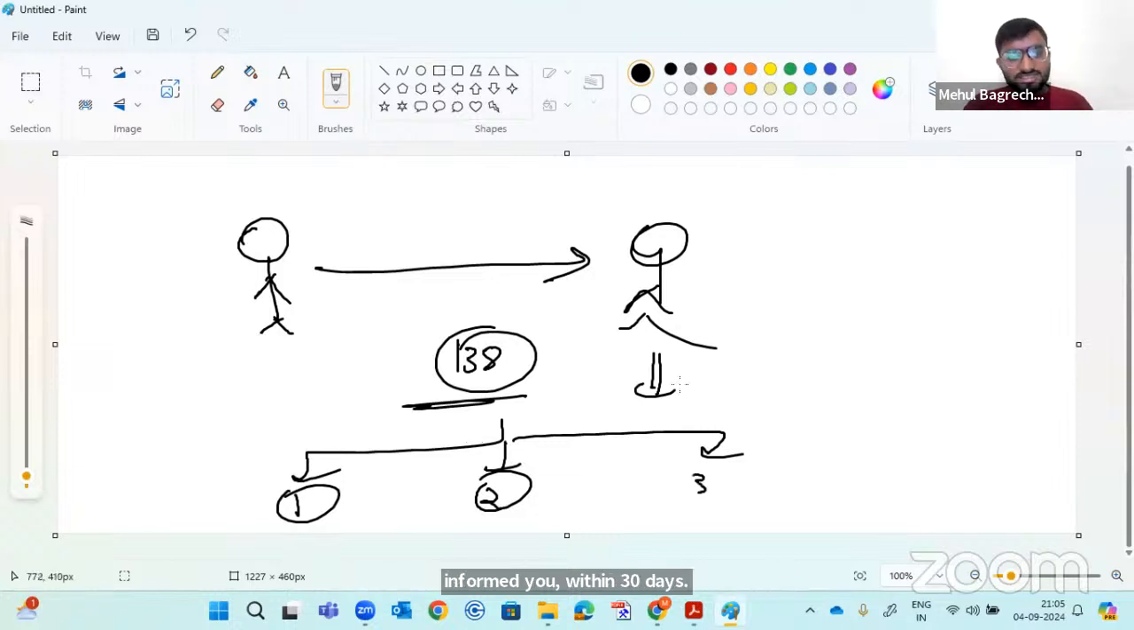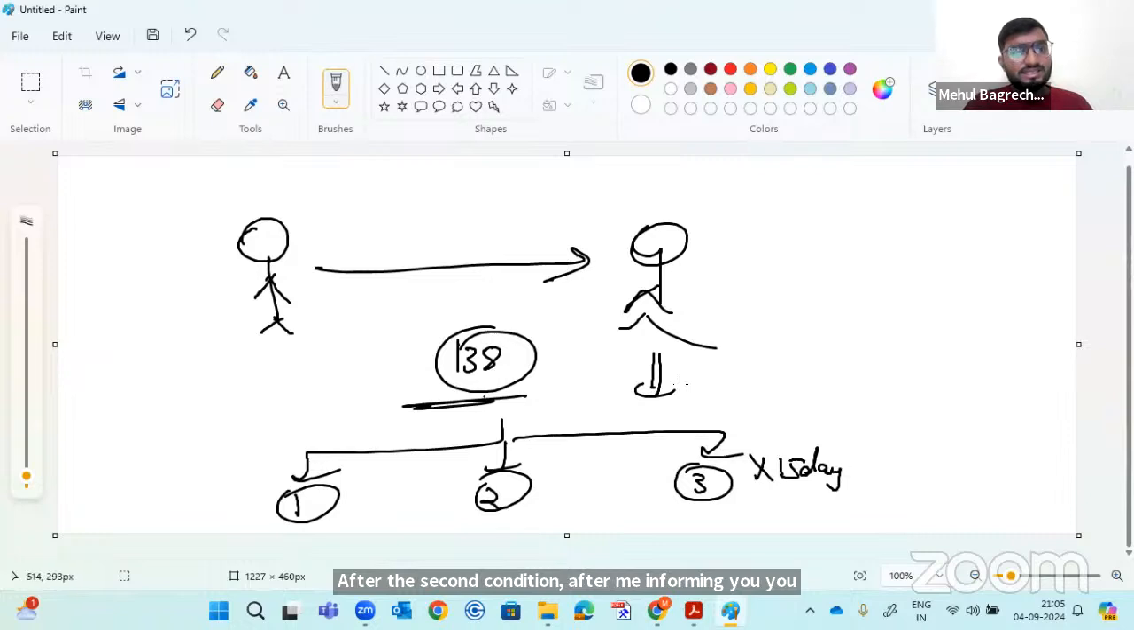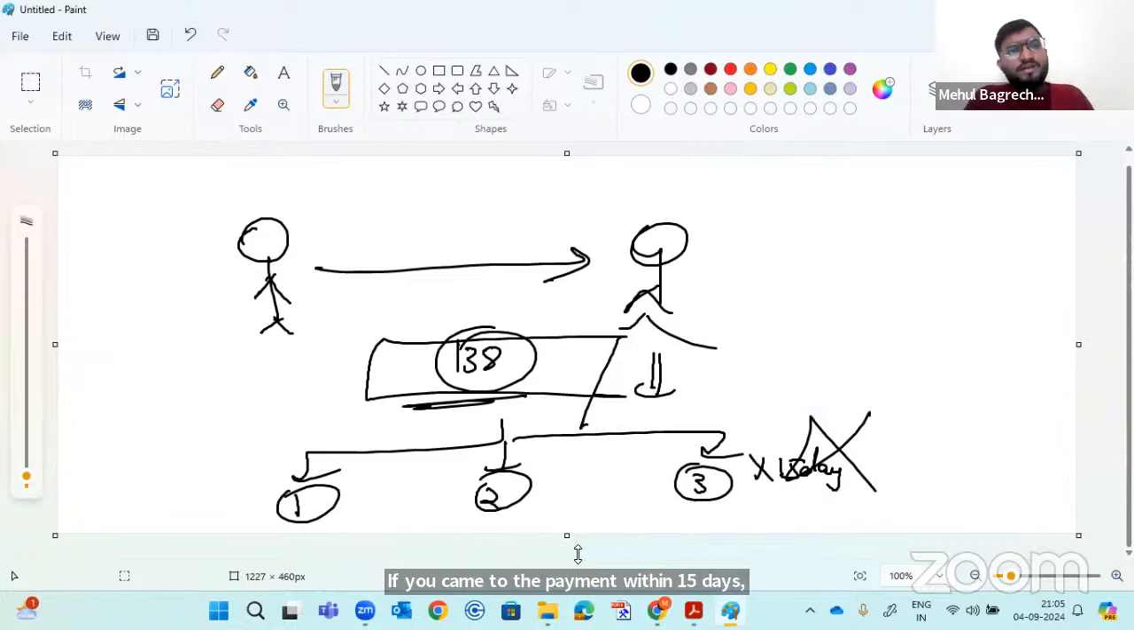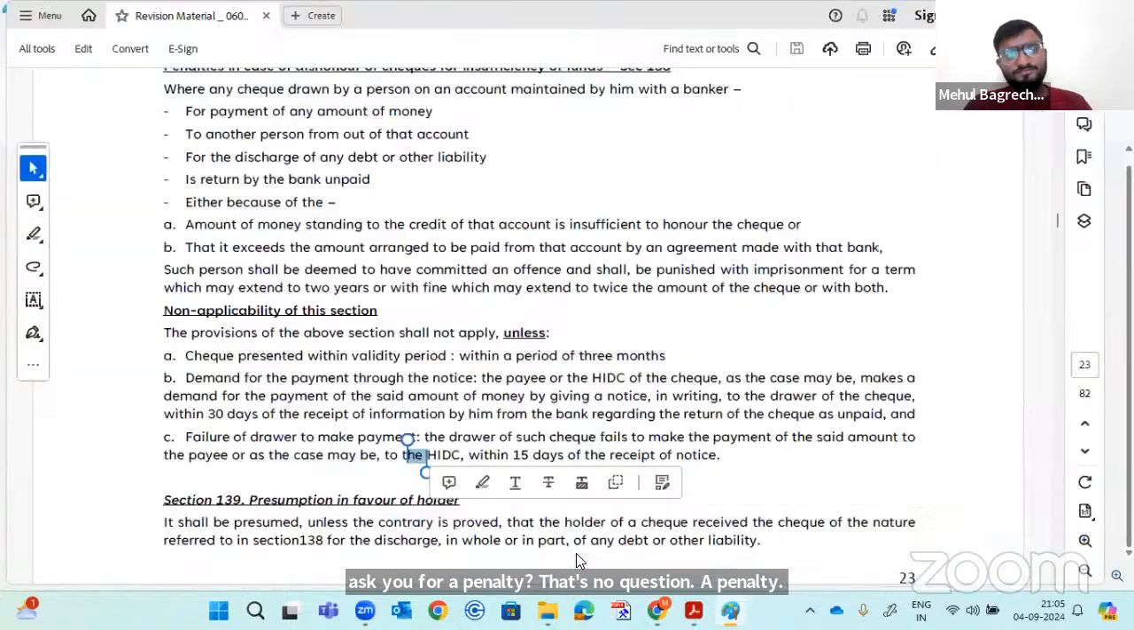Third, after the second condition, after me informing you, you have made the payment within 15 days. If you have not made the payment within 15 days, then section 138 can be triggered. If you made the payment within 15 days, why will I ask you for a penalty? There's no question of penalty. That's enough. Is everyone understanding? Yes, this is about your section 138.